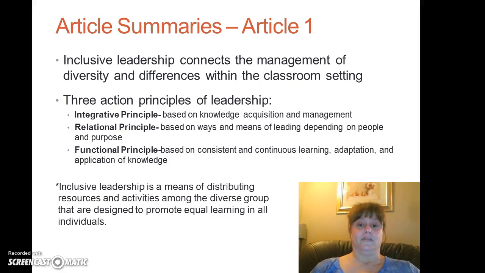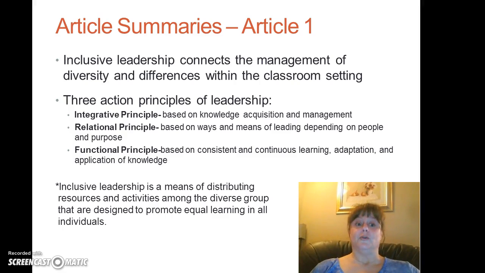The relational principle is based on ways and means of leading depending on people and purpose. So depending on who is in your organization, and what their individual strengths and weaknesses are, those are the strategies you would use to incorporate inclusive leadership into your organization. And third, there's the functional principle based on consistent and continuous learning, adaptation, and application of knowledge. This would be like the final step in developing this type of leadership.